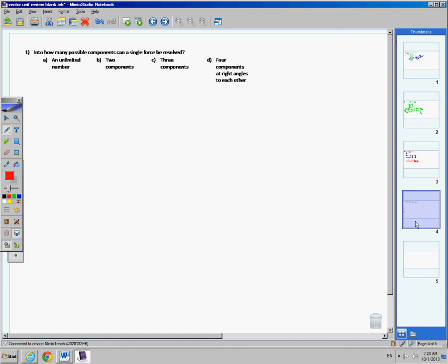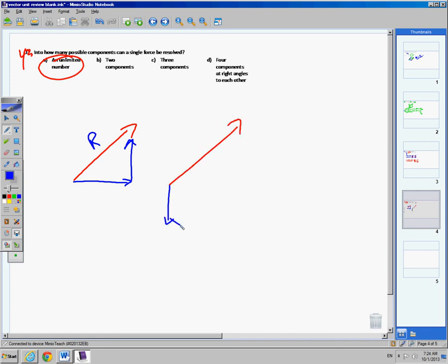Okay, last one, number 4. Into how many possible components can a single force be resolved? The reality is it's unlimited, or infinite. Here we go. The simplest way to break it down is we have 2. If this was my resultant, I could break it down to 2, but the reality is, if I go back to that, it could start this way, go this way, this way. As long as they're in tip-to-tail format, I could do this for infinity.